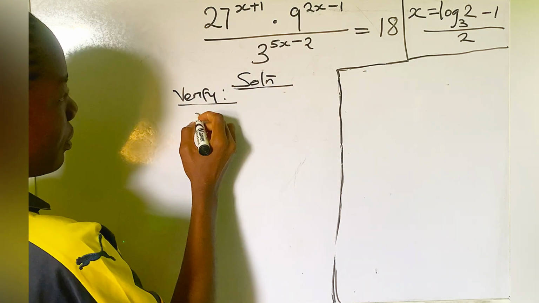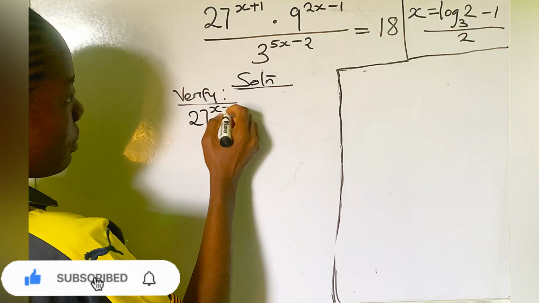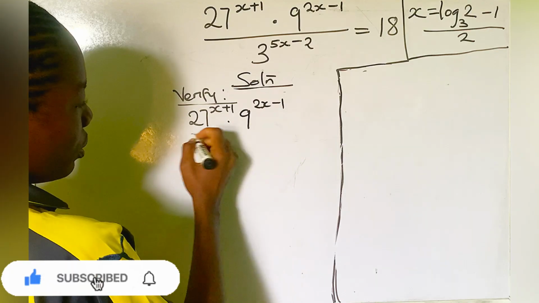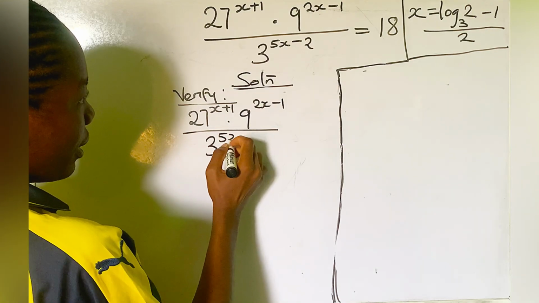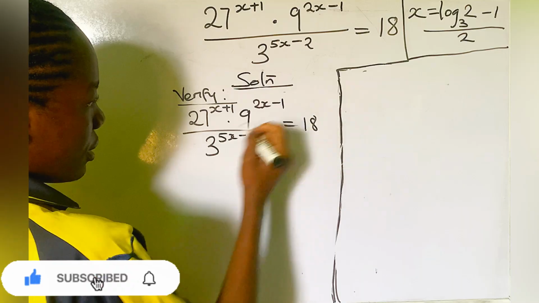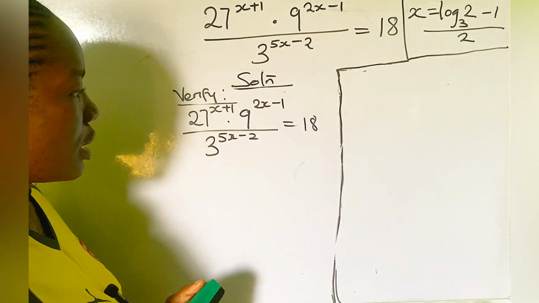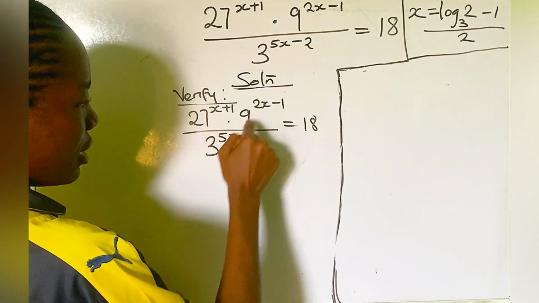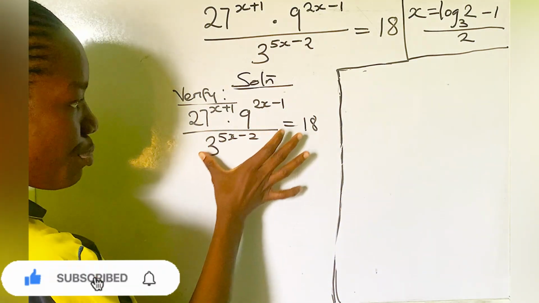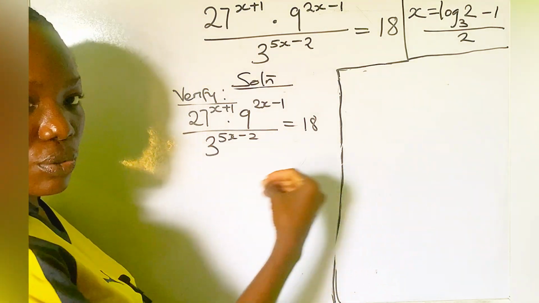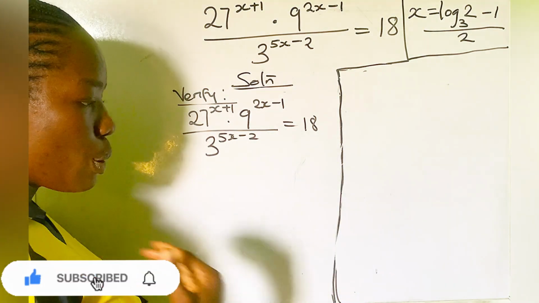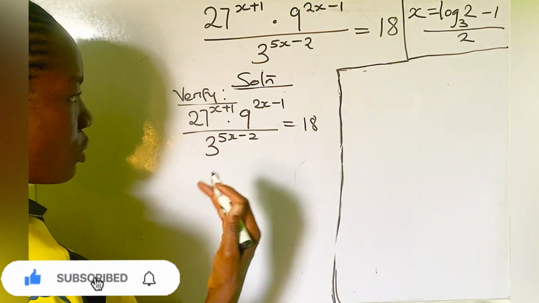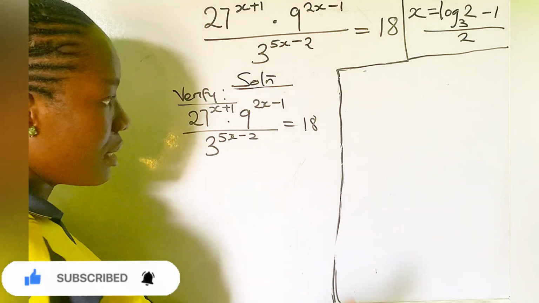We will have 27 to the power of x plus 1 multiplied by 9 to the power of 2x minus 1 over 3 to the power of 5x minus 2 is equal to 18. What I will do first is bring in this value of x and start putting it in individually. No, I want to solve this, break it down to the barest minimum before I introduce the x, to make it easy to understand for me as well, and mostly for you too. So let's do that using my method. You might have a different method, and that's fine.